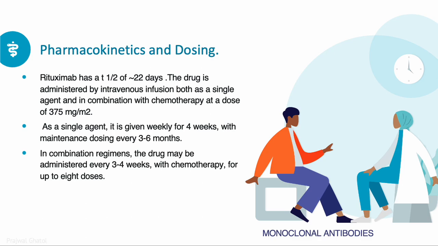The drug is administered by IV infusion as a single agent or in combination with other chemotherapeutic agents at a dose of 375 mg per meter square. As a single agent, rituximab is given weekly for 4 weeks with a maintenance dose every 3 to 6 months. In combination with other chemotherapeutic agents, the drug may be administered every 3 to 4 weeks with chemotherapy for up to 8 doses.